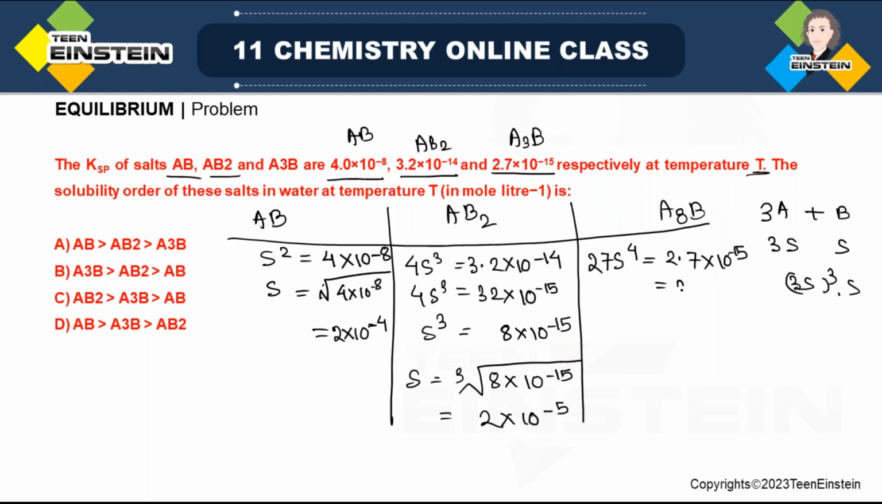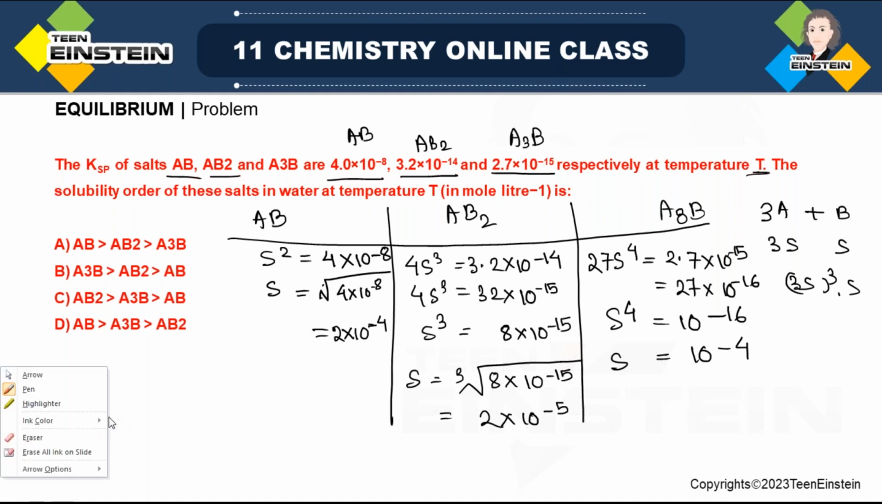So 27, I will write it 2.7, I'm writing it as 27 so that it becomes minus 16. So S4 is equal to 10 to the power minus 16. That means S is equal to 10 to the power minus 4. Okay. Now you compare these three values.